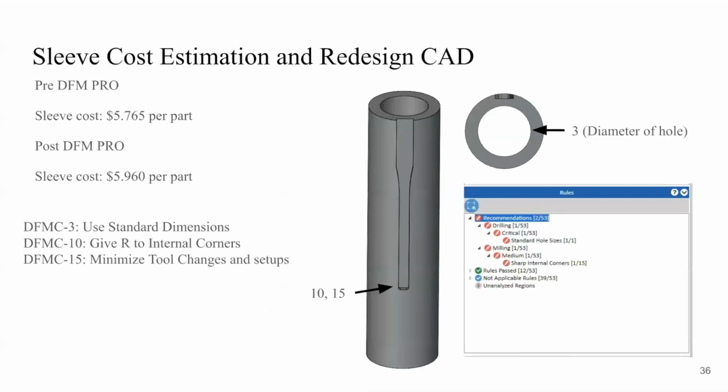The sleeve price increased slightly due to the fact that we increased the center hole diameter to standard drill size, shown by DfMC3. This was done in order to standardize dimensions according to DfCM3. Additionally, we added a radius to the corners to allow for the use of an end mill alone, as opposed to using other processes afterward to create the corners.